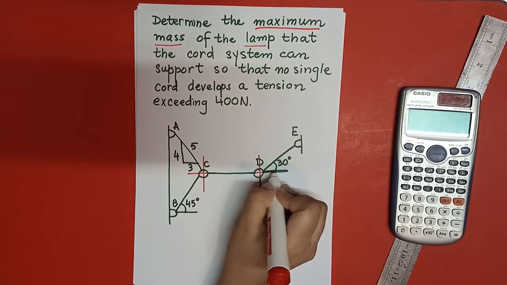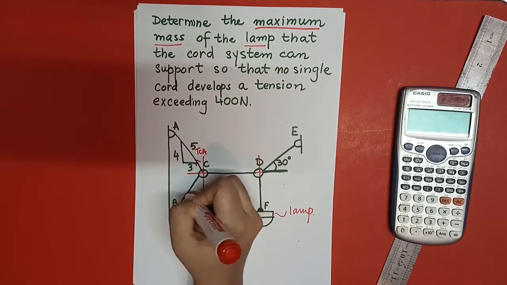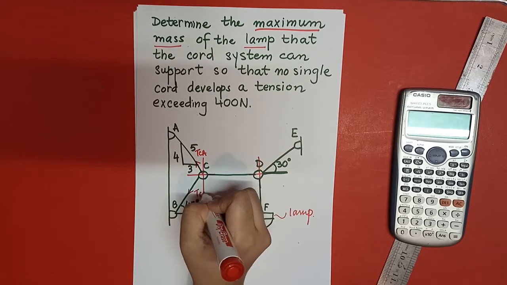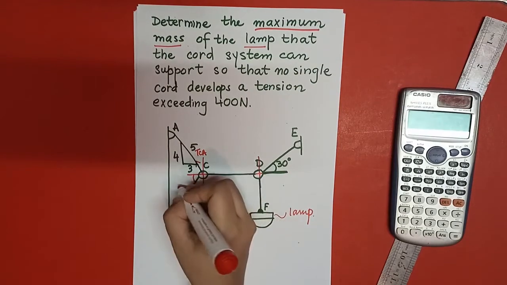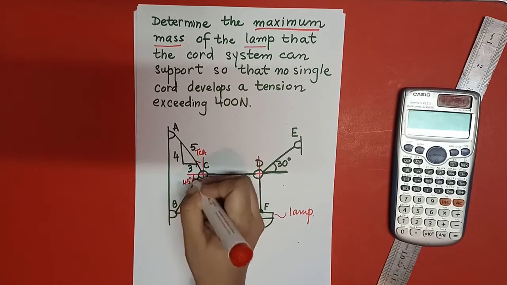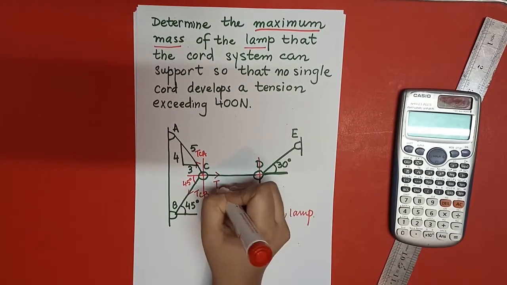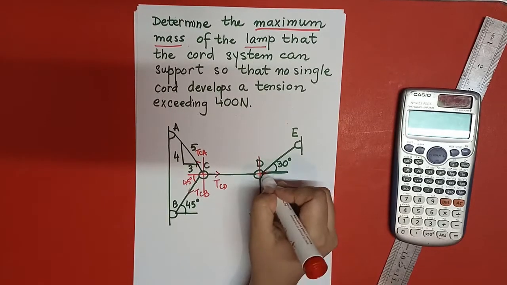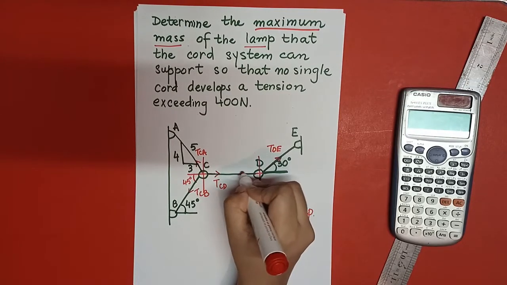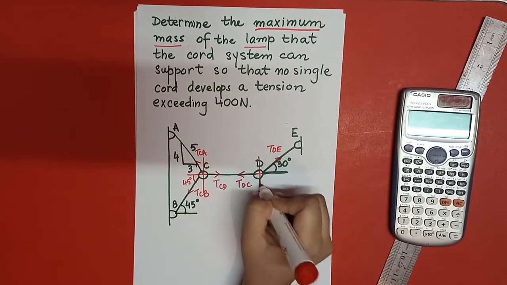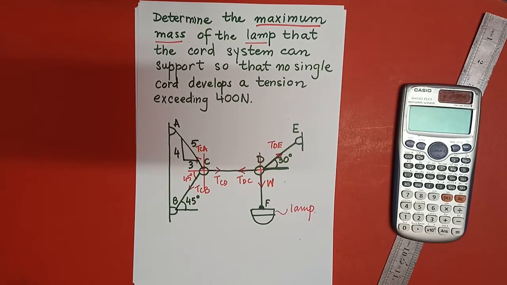This is point D. If I make it, there is a tension TCA, and this is the tension TCB. If this is 45 degrees, the opposite angle should also be 45 degrees, so both angles should be equal. And at this point there is another tension, TCD. At point D, how many tensions are there? One tension is TDE, one tension is TDC, and there is a weight acting downward, that is W. There is only one weight, so I can write W here.